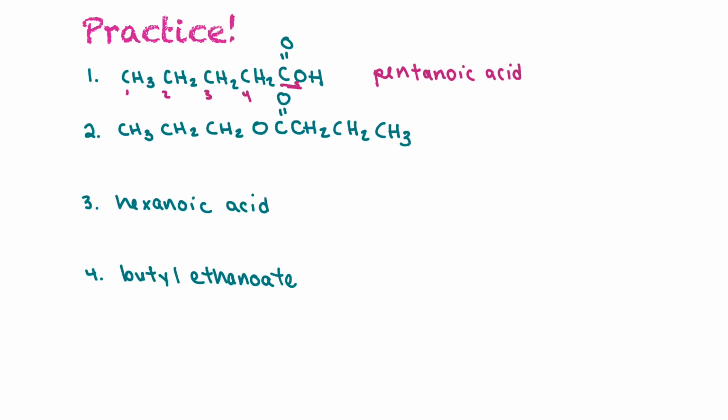The next one, this one's an ester because it's in the middle. Leading up to the oxygen there's 1, 2, 3. So it's going to be propyl. And then we have 1, 2, 3, 4. So propyl butanoate.